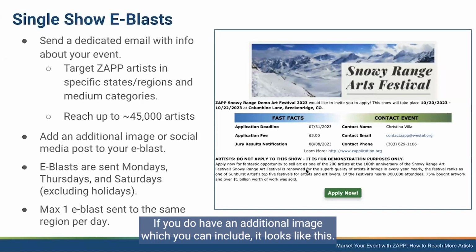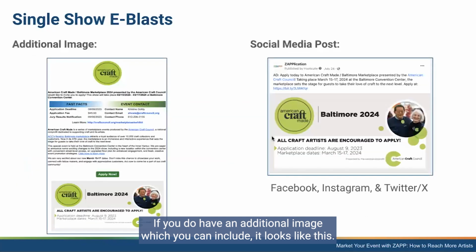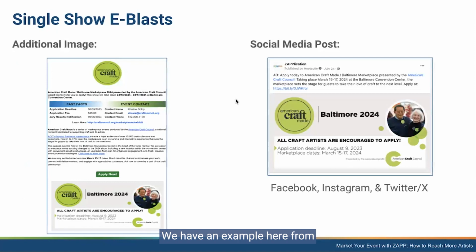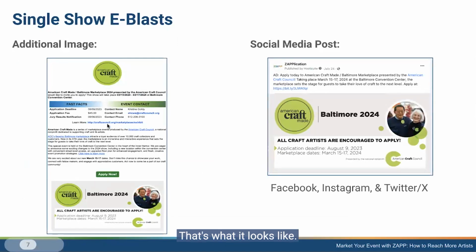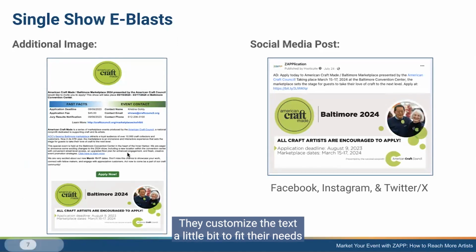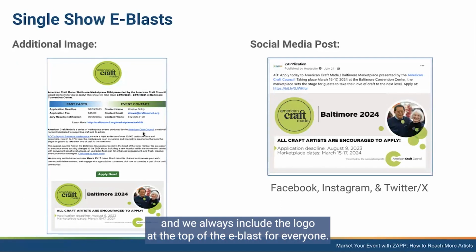If you do have an additional image, which you can include, it looks like this. We have an example here from American Craft Made. They add an additional image, so you can see below the Apply Now button, that's what it looks like. They customized the text a little bit to fit their needs, and we always include the logo at the top of the eBlast for everyone.